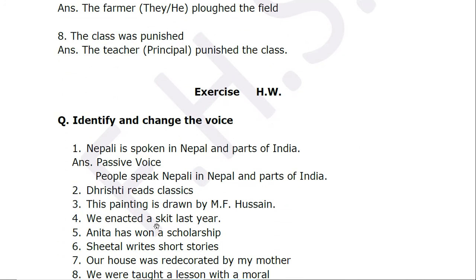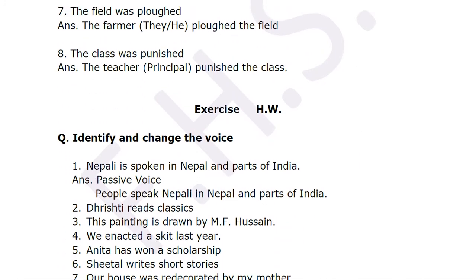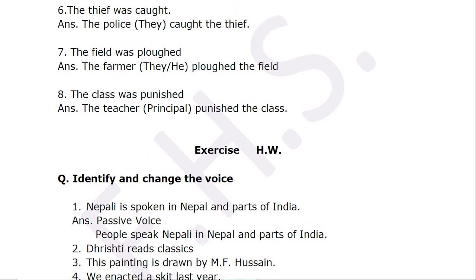Okay. The field was plowed. Now who will plow the field? The farmer. So the field was plowed by the farmer. What is after by comes first. So the farmer plowed the field, or you can say he plowed the field, she plowed the field, they plowed the field.